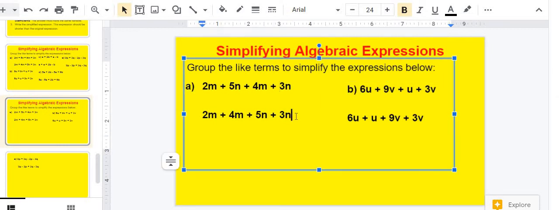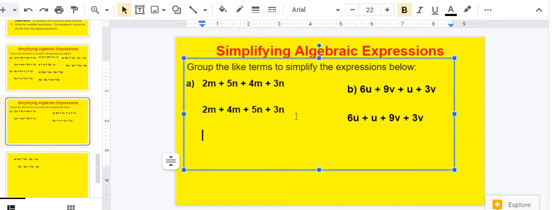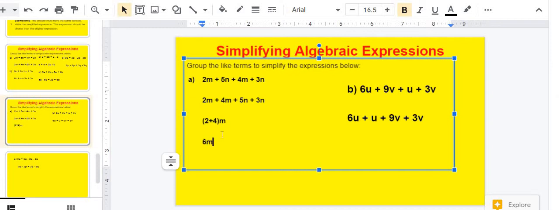Okay, so for question A, we already grouped the like terms. We already completed step 1. So we're going to move on to step 2, which is to combine the like terms. Alright, so to combine the like terms, we are only going to add their coefficients, either add or subtract, depending on what sign is between your two like terms. Okay, so between these two like terms, there's a plus sign. So that means we are going to add. Okay, remember, once you add your coefficients, you're going to write the same variable and the same power, if there's any power. So this is going to become 2 plus 4m. That gives us 6m.